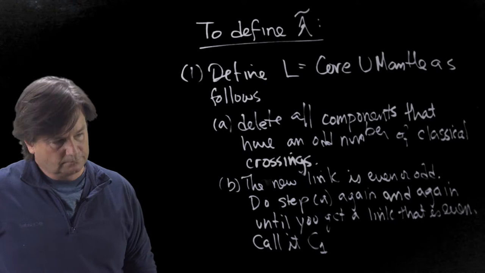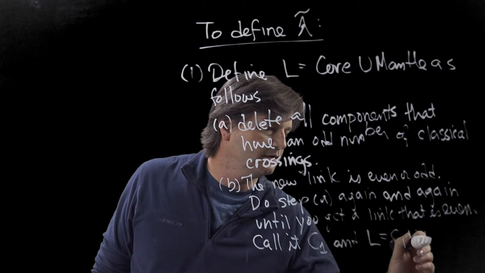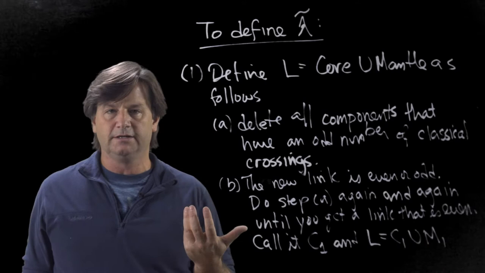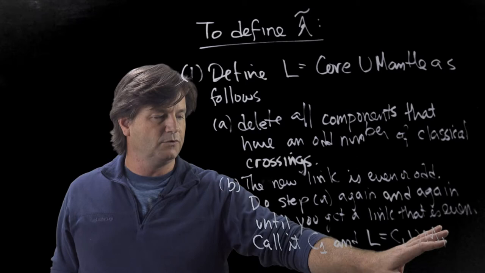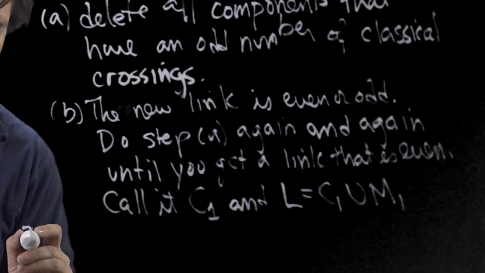Now write, let L equal C1 union M1. You go back and throw in all the things that you deleted, and you've decomposed L into something where, when you remove M1 completely, what you have left over is just an even link. All right, the next step is to look at 2: M1 can be odd or even.